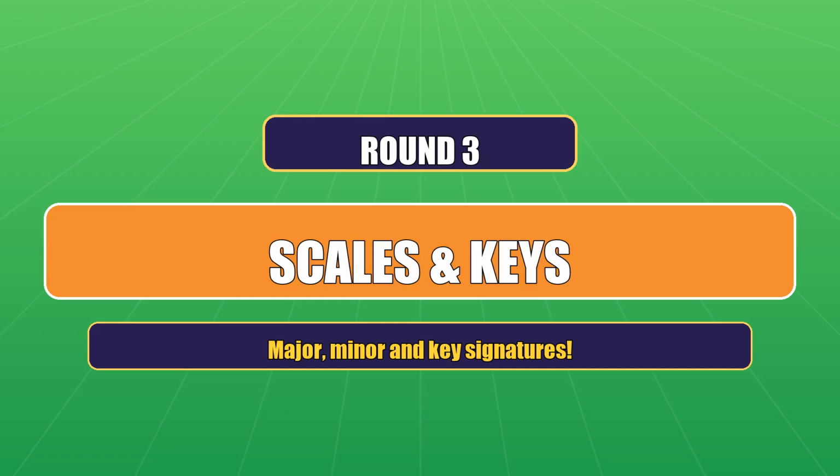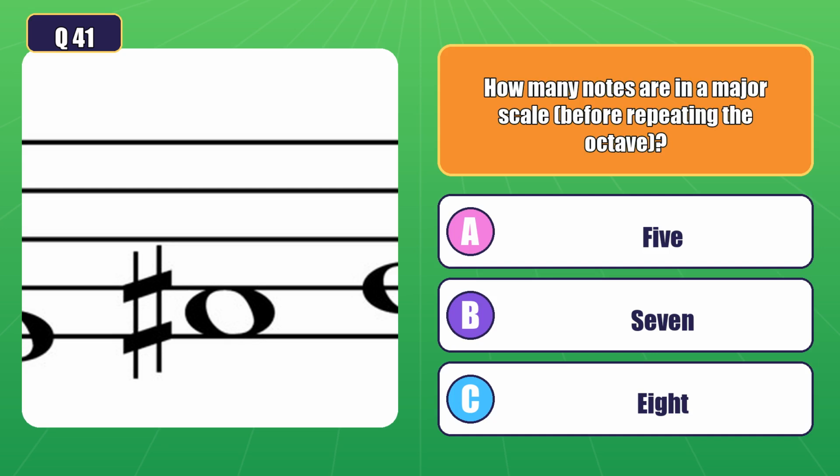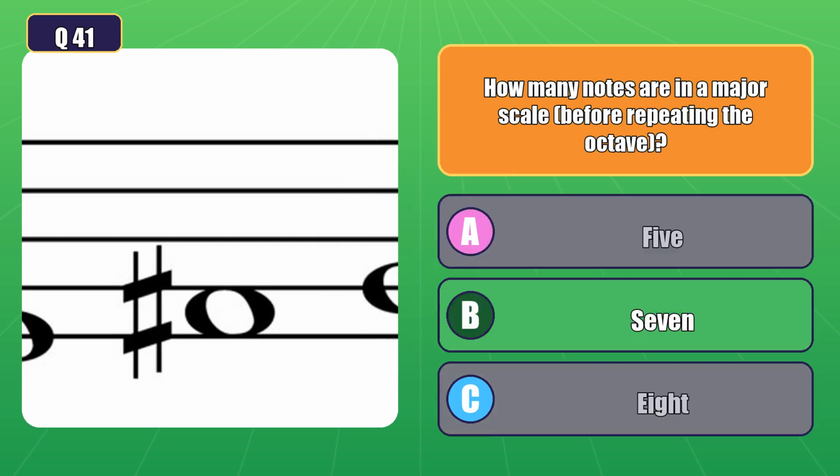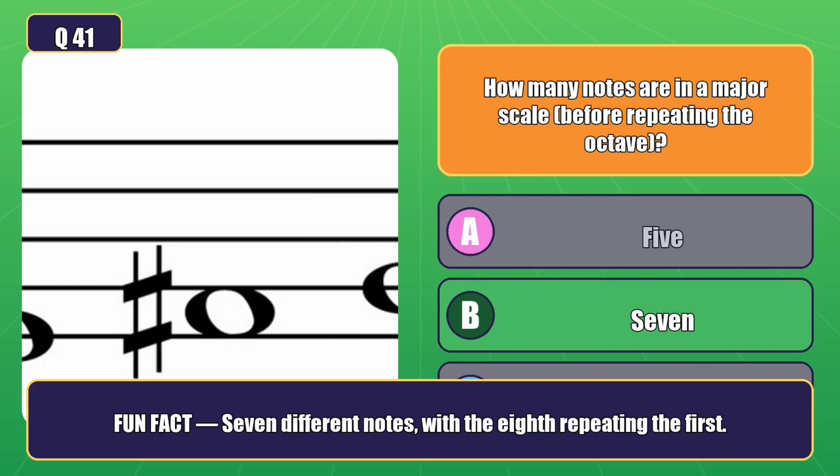Round 3. Scales and keys. Major, minor. Question number 41. How many notes are in a major scale before repeating the octave? The answer is 7. Fun fact, 7 different notes, with the 8th repeating the first.